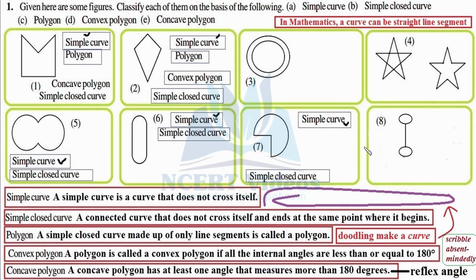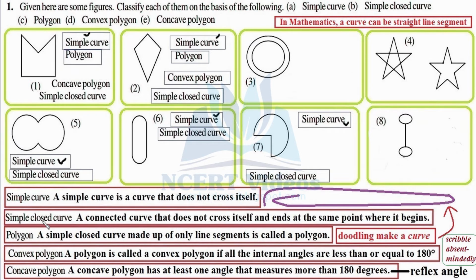Let's make you understand again why it is not a simple curve. We started from here like this and we reached here, that is, its initial point. At no point are we crossing yet. But since we reached the initial point, we cannot redraw in any direction. If we do so like this, it will not be a simple curve anymore. So here it loses its definition of simple curve. Therefore, figure number 8 is not a simple curve.